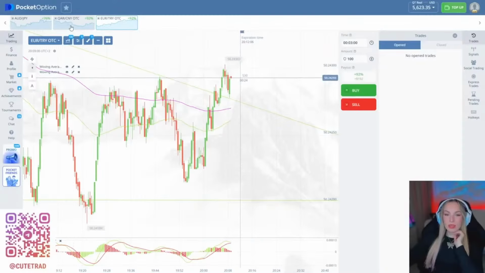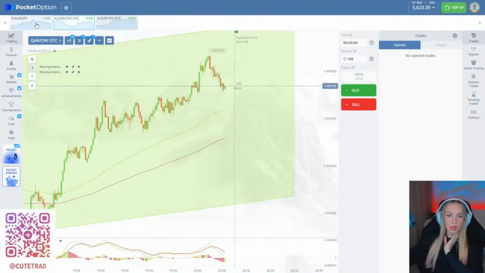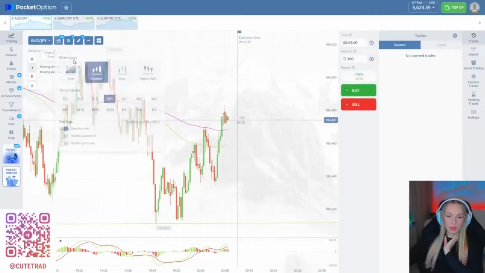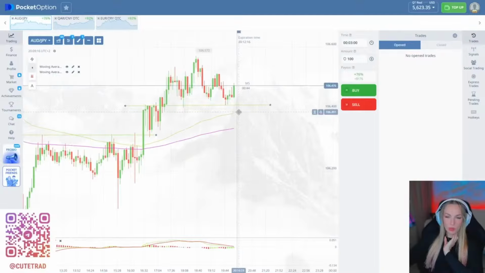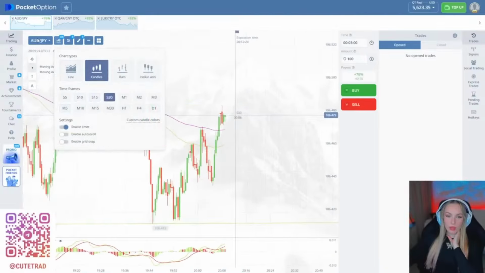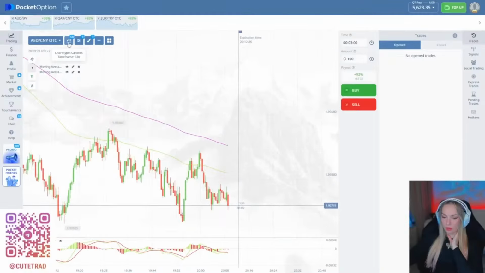The price still didn't start going down. This one actually started, look. Next one that I had opened, AUD JPY. Yeah, this one is still going up. We're still waiting on this one, and we can check some other charts. Maybe there will be better signals.